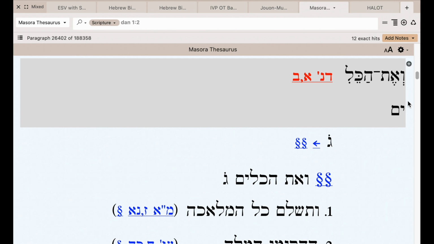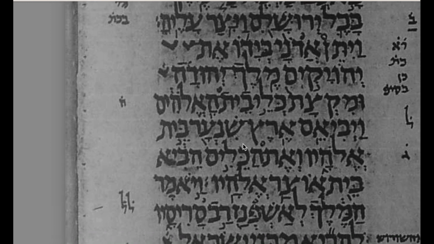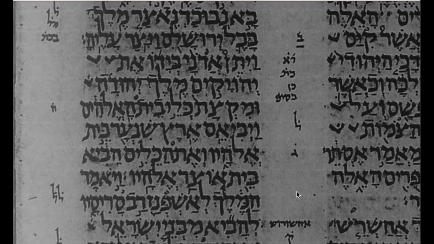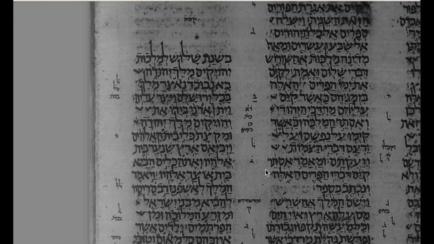Now, there is one other note that warrants consideration, and that is there's a Masorah Magna note in Daniel 1:2, and it is for et hakelim, et hakelim. So I want to go over to the manuscript. And you'll notice here, toward the end, ve'et hakelim, there's a Masorah Parva note, and this is a gimel. I know that's probably hard to tell if you're not used to reading the manuscripts. 3 times.